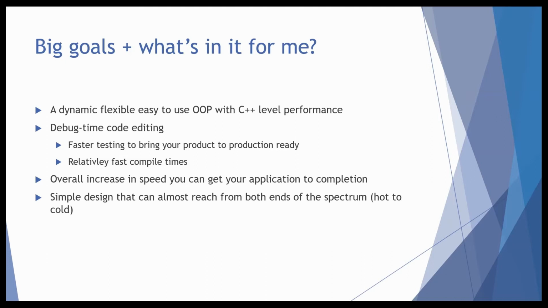If you have a ridiculously complicated language, although the benefits may be huge, simplicity is very important, especially nowadays. People don't want to write 10 lines of code to do one thing that can take one line of code in another language. So that's definitely an important aspect of my language. And I also want to allow my language to stretch from both ends of the spectrum, so from hot to cold. What do I mean by that?